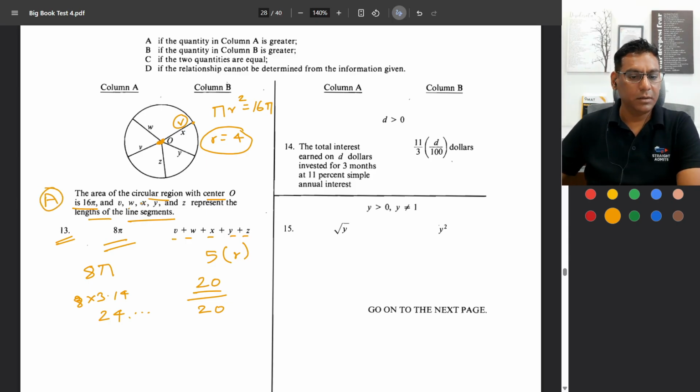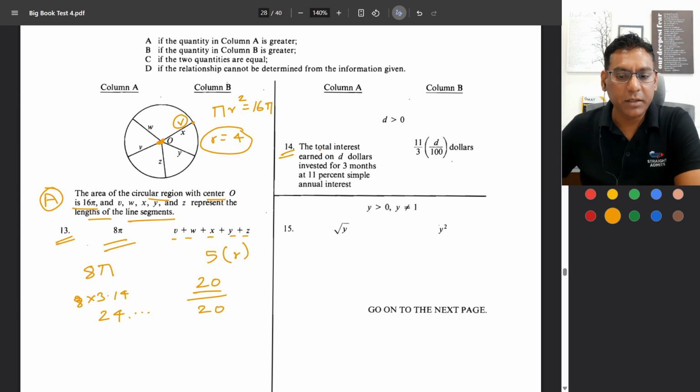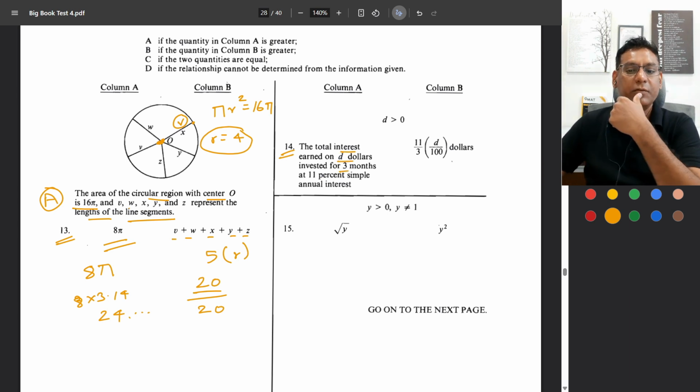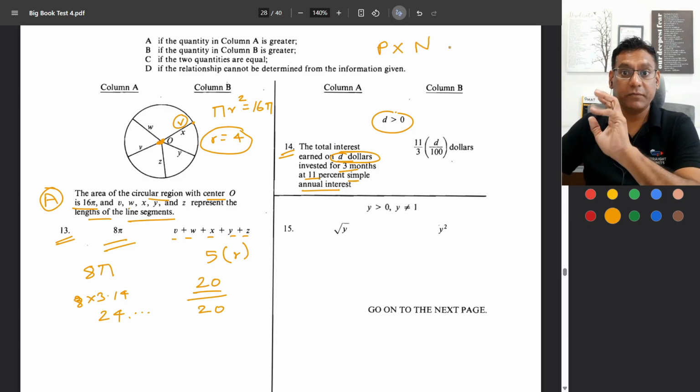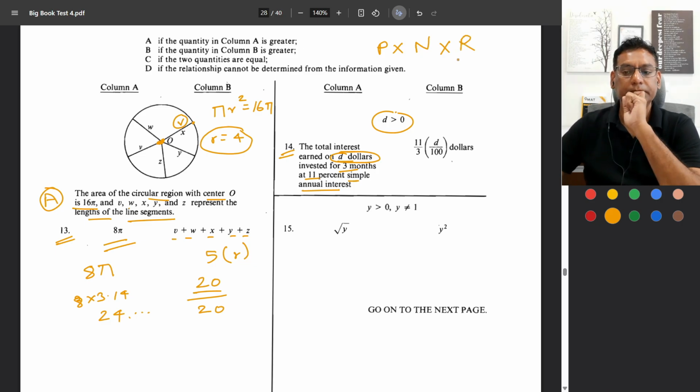Right? Okay. Question 14. The total interest earned on D dollars invested for 3 months at 11% simple annual interest. Okay. So this requires you to know the formula, right? D is greater than 0, so that means there is a positive investment. Okay. So you see the formula is like this: P, principal, into the number of years, number of terms, okay, and the rate of interest. Okay, rate of interest in percentage.